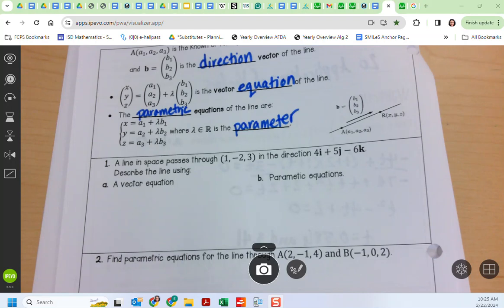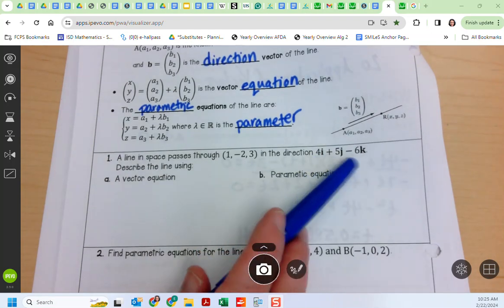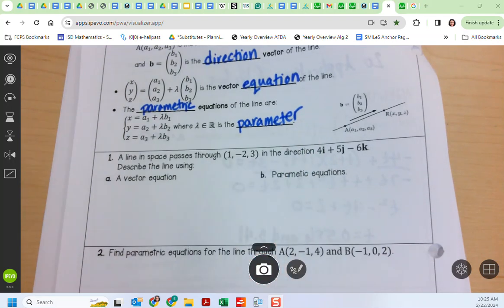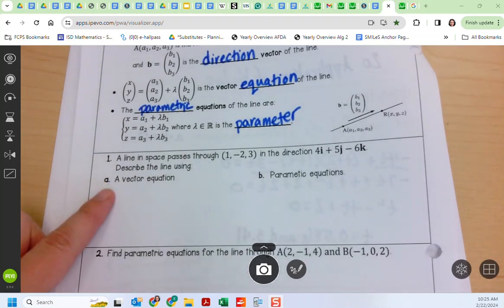A line in space passes through this point, 1, negative 2, 3, and in the direction 4i plus 5j minus 6k. Do you know why we use these unit vectors so much? Because it's really hard to draw a column vector on a document, so we use the unit vectors a lot. All right, describe the line using a vector equation.